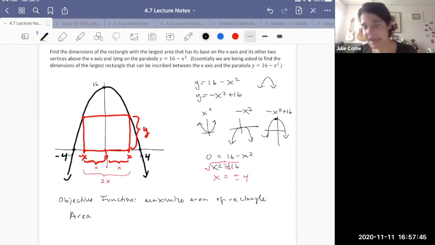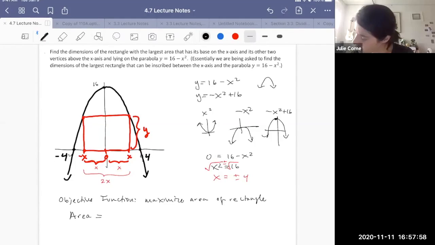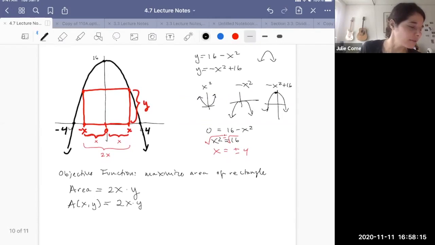Well, how would I get the area of this rectangle? I would multiply length times width. In our case, what is the length of our rectangle? It's 2x. The height of our rectangle, or the width, is y. So right now, of course, once again, our area is a function of x and y, and it's just 2x times y. But we'd like to be able to write it as just a function of x.